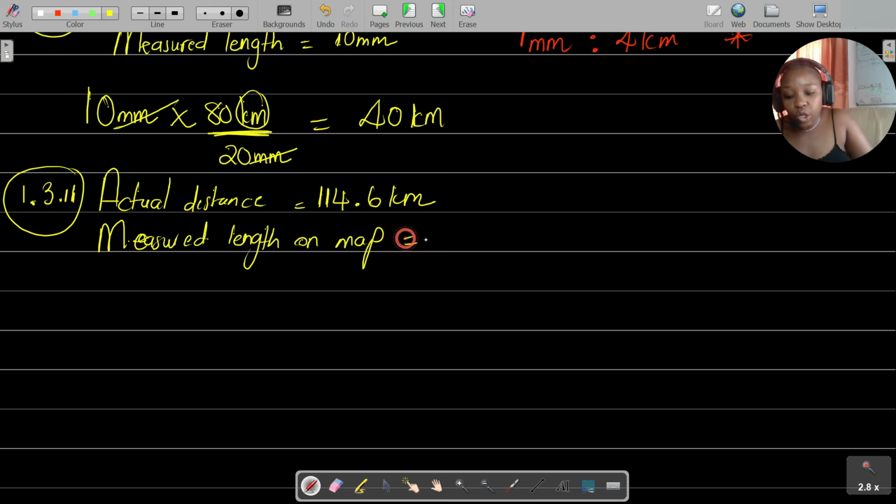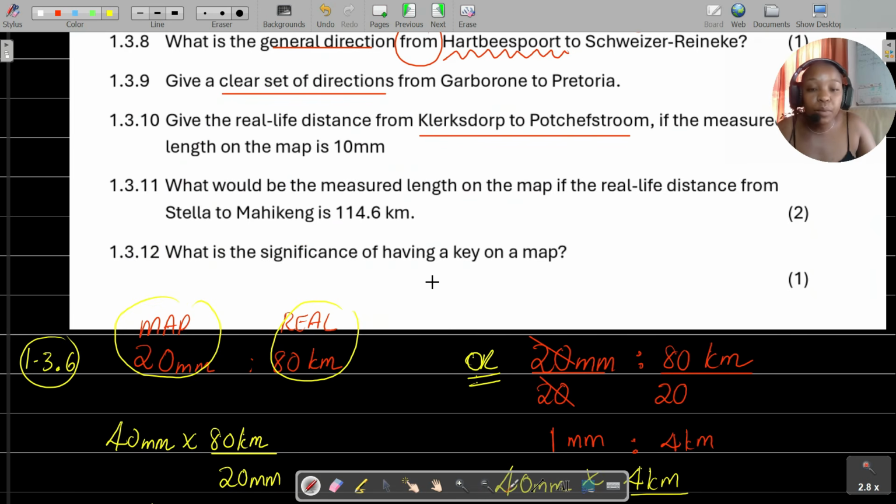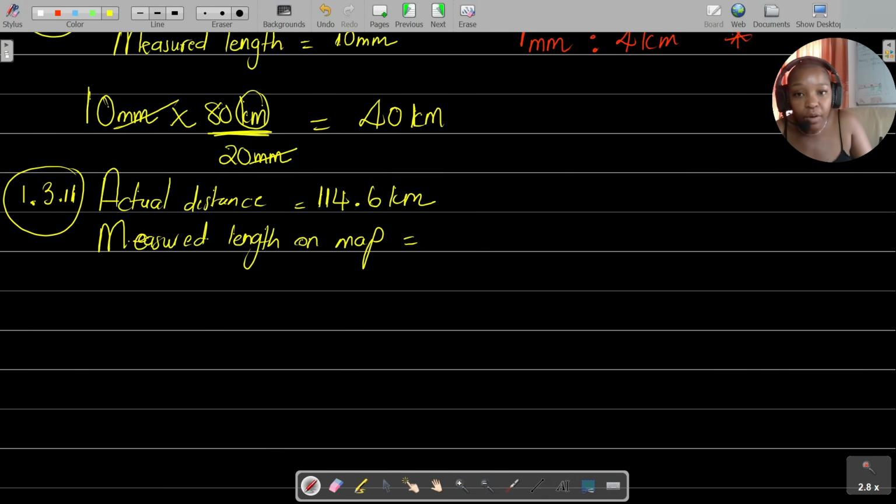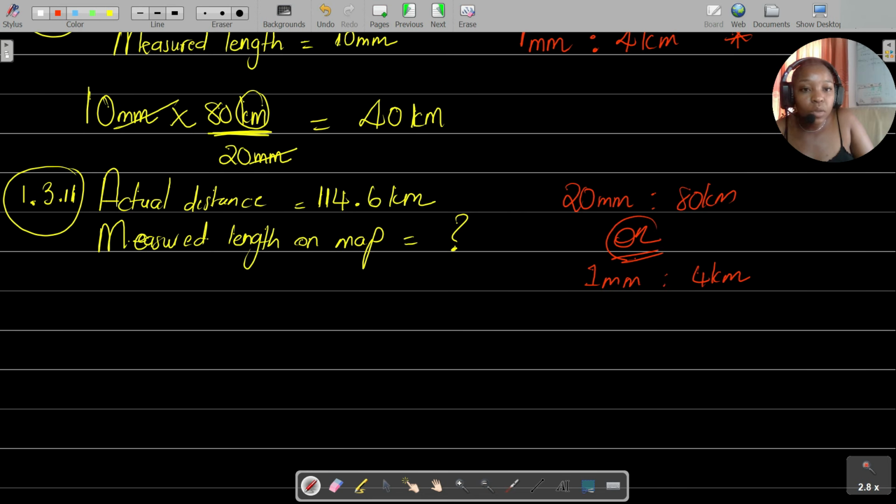Okay, so here you need to make use of the bar scale to help you determine what is the measured length on the map. Don't measure unless they ask you to measure it. So that is what we are trying to determine. Remember from the bar scale, it's 20 millimeters is to 80 kilometers, or if you simplify, 1 millimeter is to 4 kilometers. It's the same thing there, right?